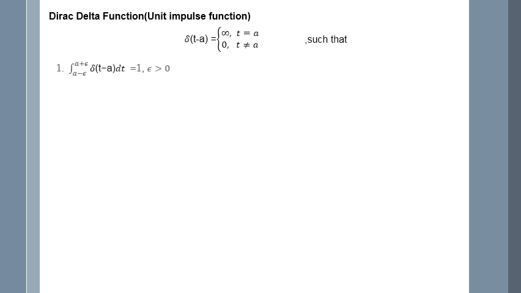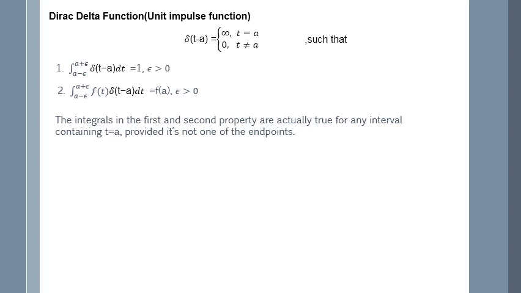The Dirac delta function satisfies these two conditions: the integral from a minus epsilon to a plus epsilon of delta of t minus a dt is equal to 1 for epsilon greater than 0, and the integral from a minus epsilon to a plus epsilon of f of t delta of t minus a dt is equal to f of a for epsilon greater than 0. The integrals in the first and second properties are actually true for any interval containing t equal to a, provided it is not one of the endpoints.